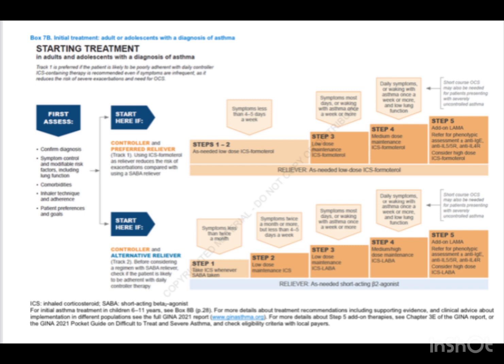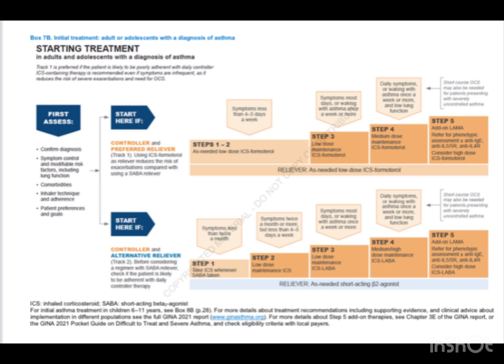The patient is having symptoms but less than 4 to 5 days per week. This is like mild persistent asthma. We will give the treatment as low dose inhaled corticosteroid and formoterol. In step 3, low dose inhaled corticosteroid and formoterol will be given, and the symptoms are most days, or waking with asthma once a week or more.